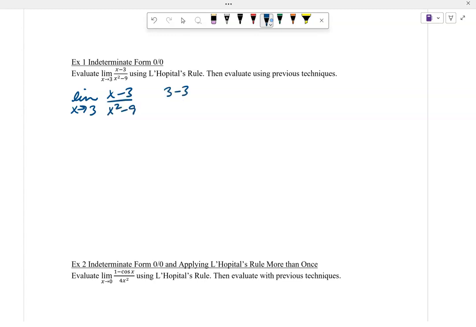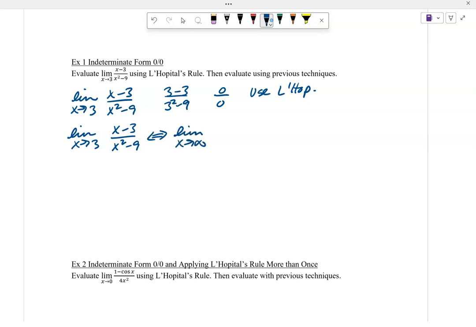if we throw 3 in, we obviously get 0 over 0. And so we're like, oh, we can use L'Hopital's rule. This is indeterminate in form. And so here's what we have. And so what we'll do is we'll take the derivative of the top. Derivative of x is just 1. Derivative of that constant is 0, over 2x minus 0. And so we end up with a limit as x approaches 3 of 1 over 2x. And now we can throw in the 3.